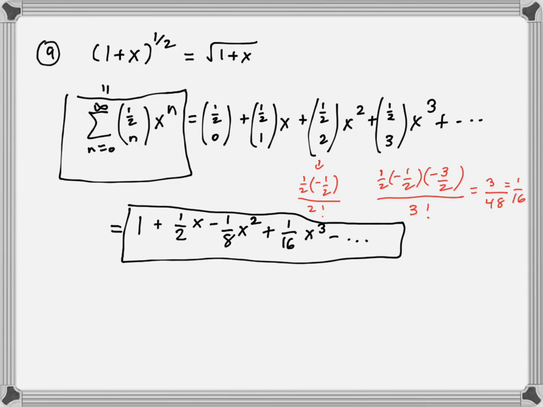Now notice this will never hit 0, right? We skipped over 0 because this thing is not a polynomial, right? This guy is not a polynomial. So of course, there's no way that its Taylor series can be a polynomial, right? It's got to go on forever.